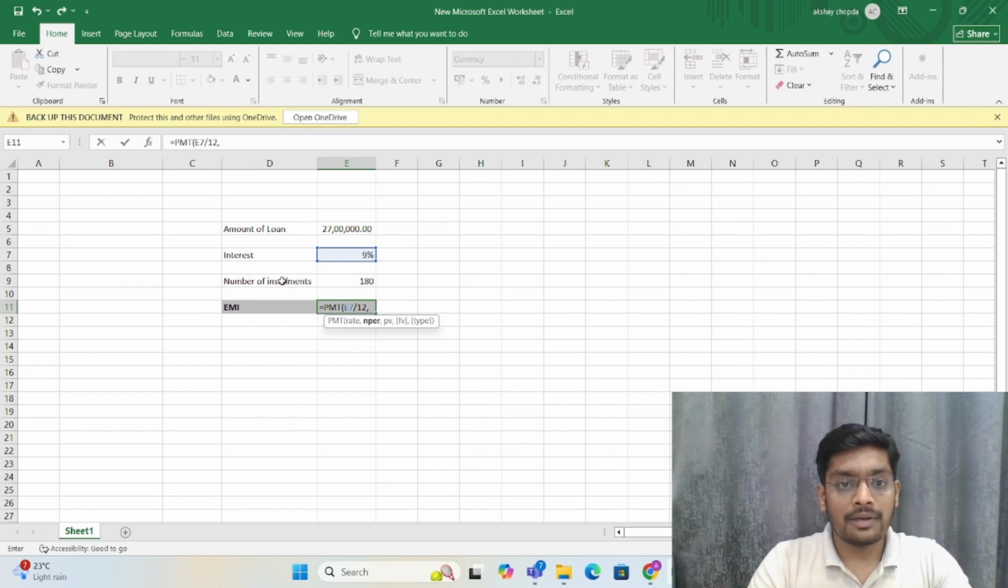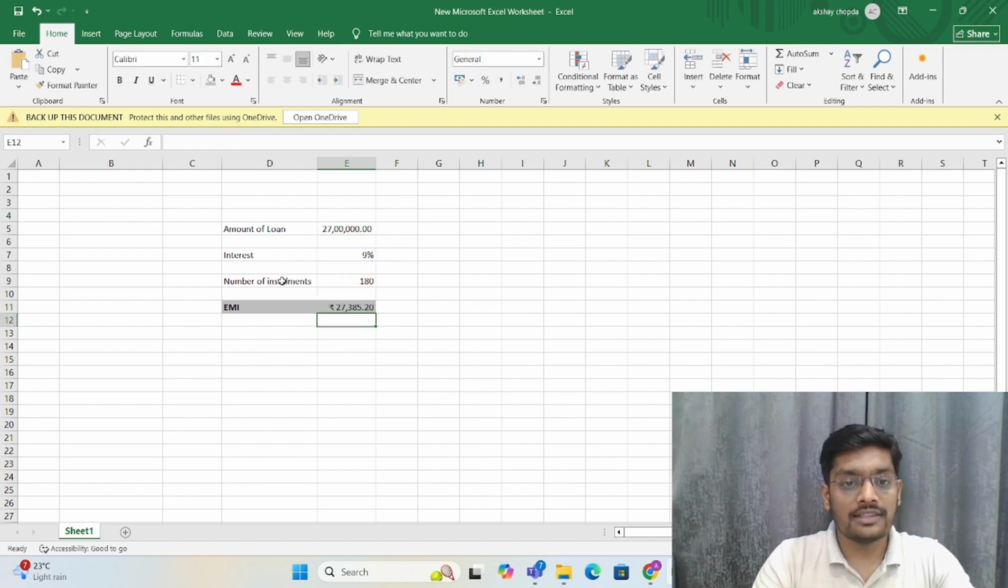NPER, it is nothing but number of installments, which we have already calculated as 180. Then PV is nothing but amount of loan which we have taken. Since it would be an outflow, we need to show it as a negative figure. So minus 27 lakhs. Just hit the enter button, we'll get the amount of EMI: 27,385. So this is how we need to calculate the EMI figure in Excel.